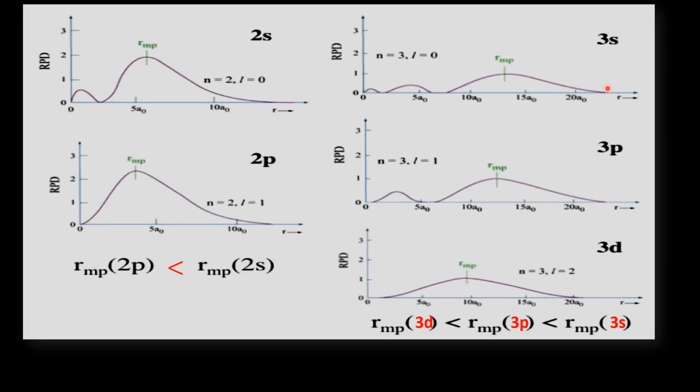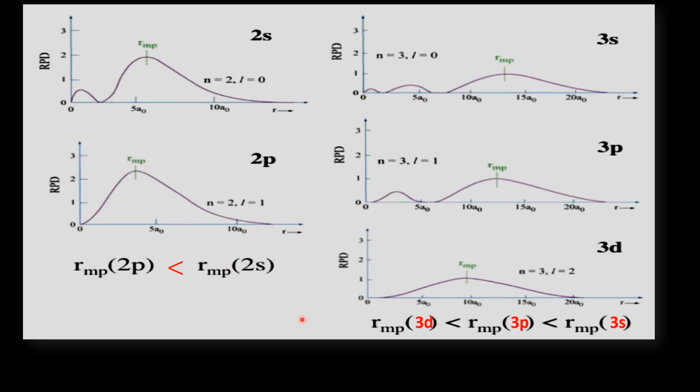In the same way for the 3s orbital, where n is equal to 3 and L is equal to 0, we have two radial nodes, and the most probable radius is between 10a naught and 15a naught. And the 3p orbital has one radial node, as we have already discussed in our previous slide, and its most probable radius is between 10a naught and 15a naught. For the 3d orbital, the most probable radius is at 10a naught.